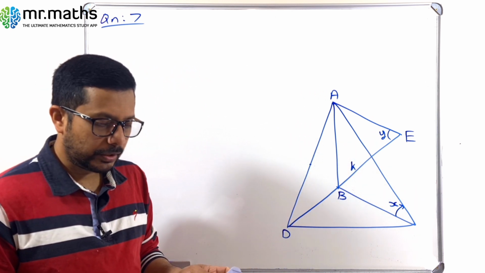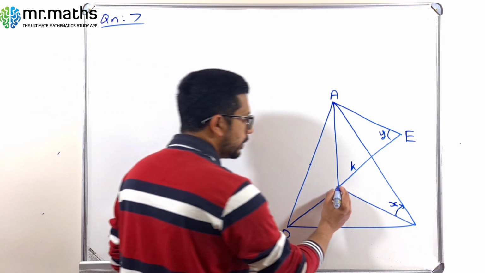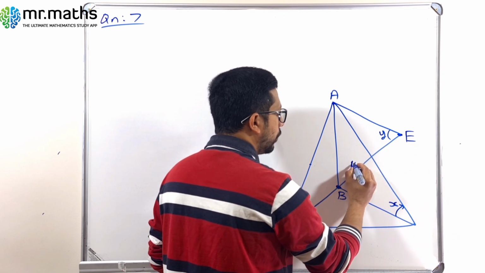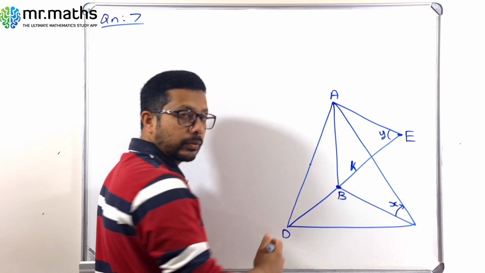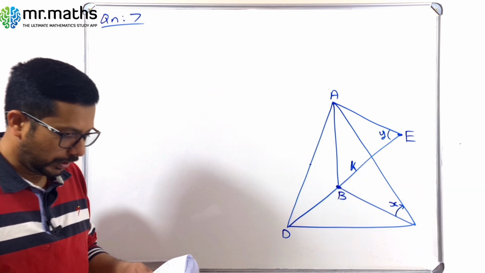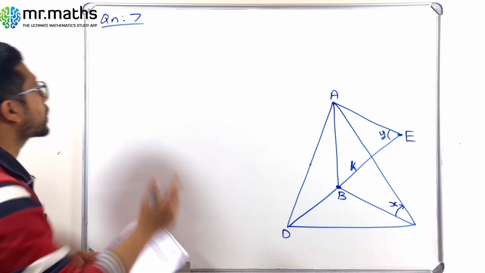The distance from B to E, don't forget, is this k. Not the whole length, not from here. From this point to this point the distance is k. Now based on that you have to answer the remaining question, number 7.1.